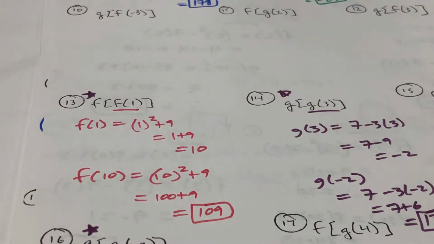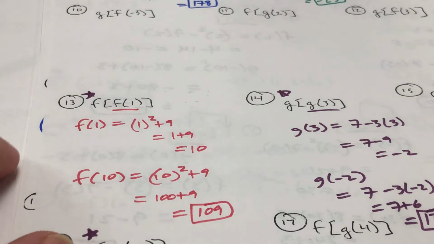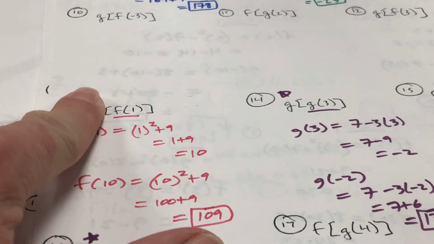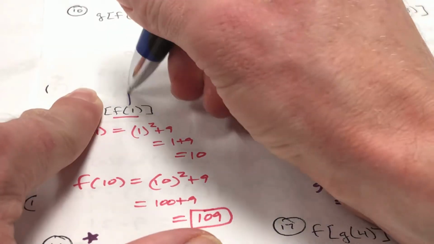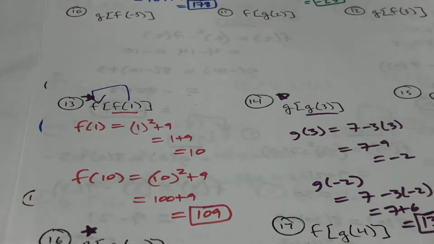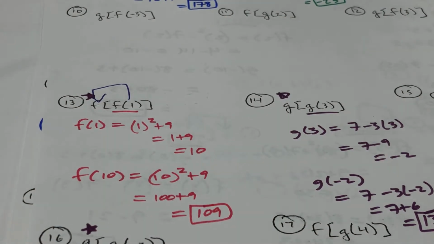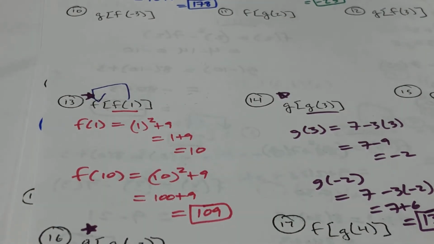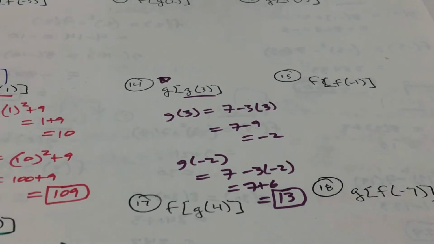Take a look at 13. Whoa, f of f of 1. What? Well, figure out what f of 1 is. f of 1 is 10. Then I take that 10 and I plug it back into f. So f of 10, no big deal. f of 10 is now 10 squared plus 9. Take care of each evaluation on its own.